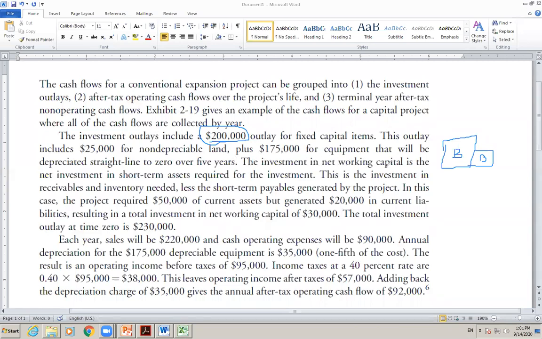So the investment in net working capital is the net investment in the short-term assets that are required for the investment. So this is the investment in receivables and the inventory needed, less the short-term payables generated by the project. In this case, the project required 50,000 of current assets but generated 20,000 in current liabilities. So we need to get the net working capital, which is 30,000. So the total outlay at time zero will be 230,000. Okay, but let's start.